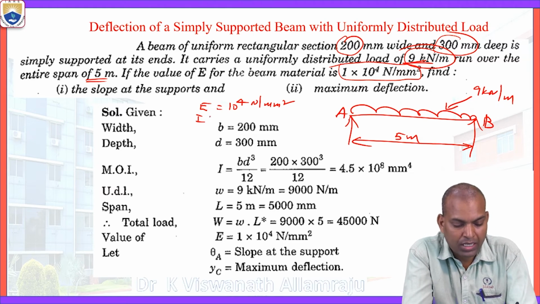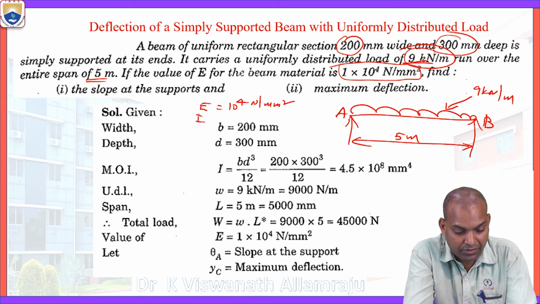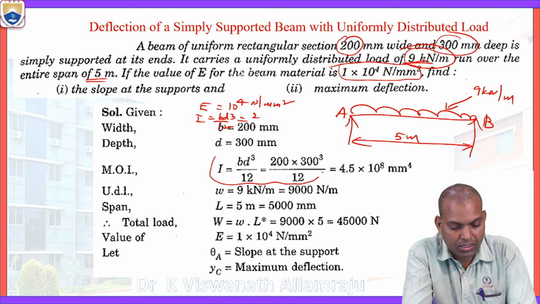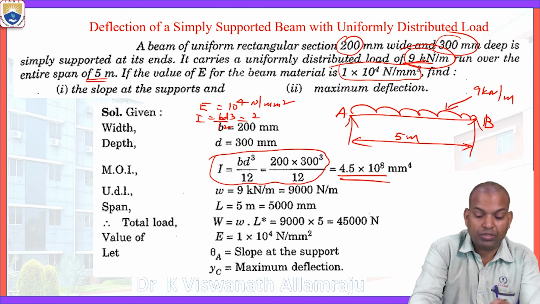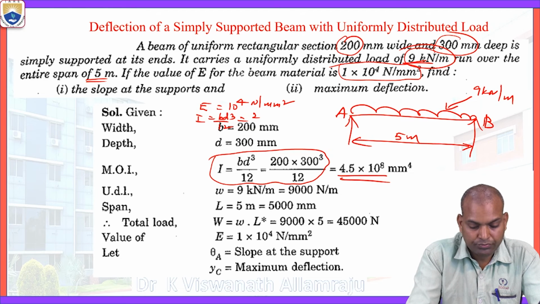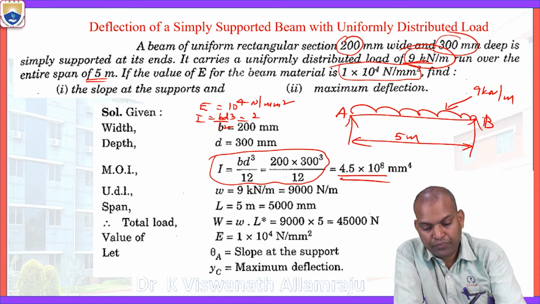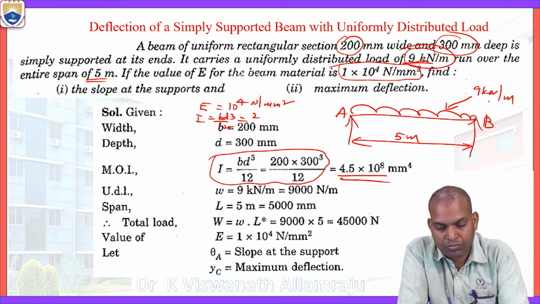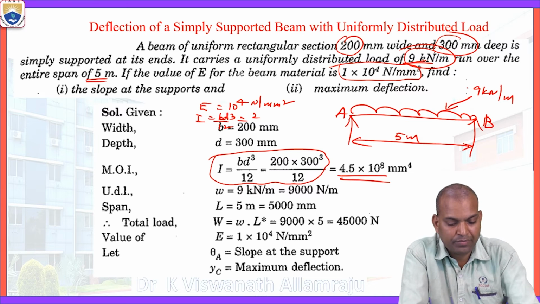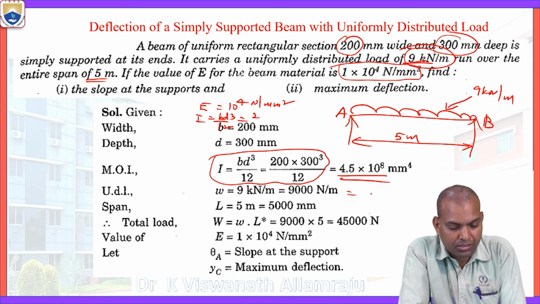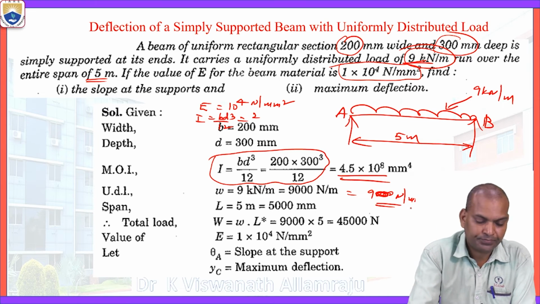What about the I value? I comes from BD cube by 12. That is not given here, so BD cube by 12, that is 200 into 300 cube by 12. I value we get to know. Now, 9 kilonewton per meter. Either we follow 9 Newton per millimeter or 9000 Newton per meter. If we convert into Newton per millimeter, that is 9 Newton per millimeter.